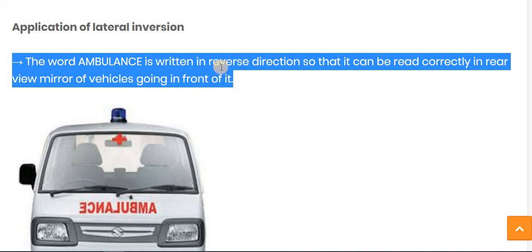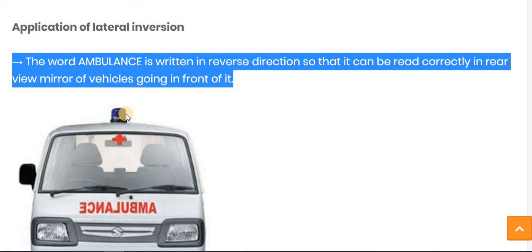Because it can be read correctly in the rear view mirror of the vehicle which is going in front of it. If asked why the word ambulance is written in the reverse direction, then the answer is that the word ambulance is written in the reverse direction because it can be read correctly in the rear view mirror of the vehicle which is going in front of it.